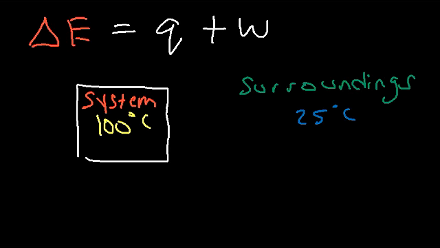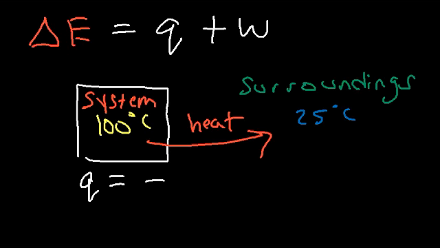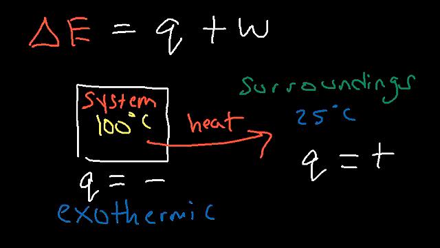Heat flows from hot to cold, so heat is going to flow out of the system into the surroundings. So Q relative to the system is going to be negative. Whenever heat is released from the system, it's considered to be an exothermic process. Now the surroundings absorb heat energy, so Q is positive for the surroundings. So it's endothermic for the surroundings. Anytime heat is absorbed, Q is positive.